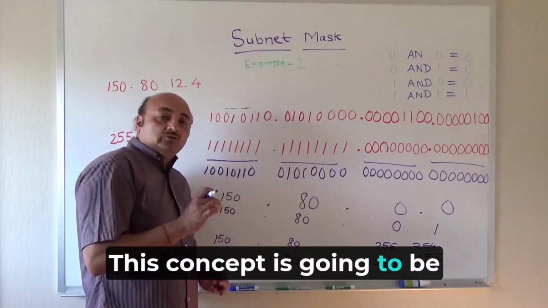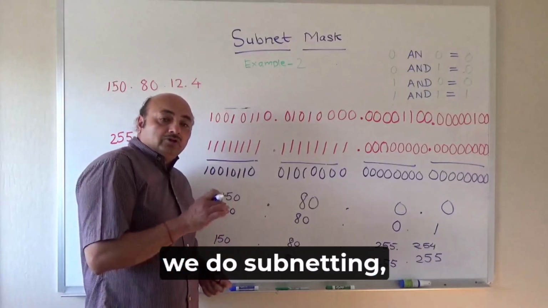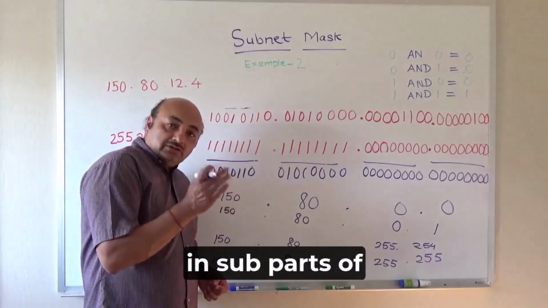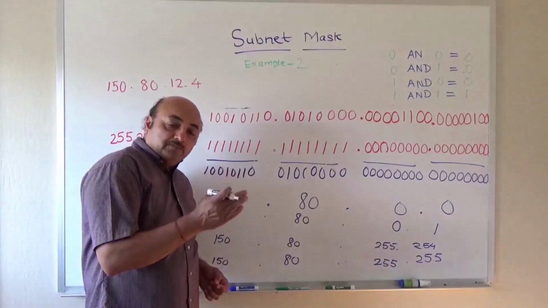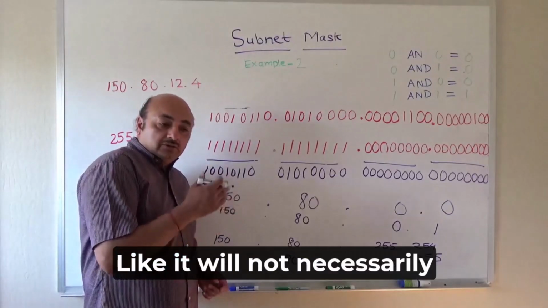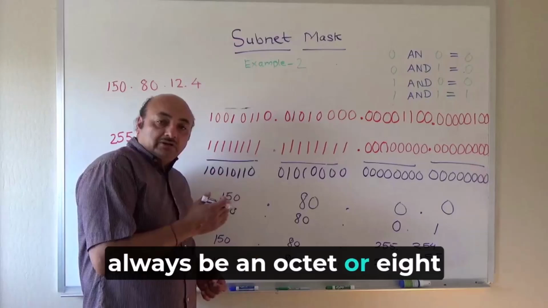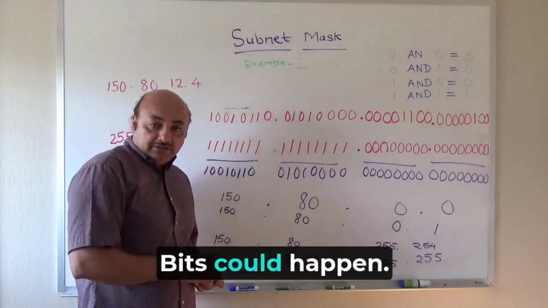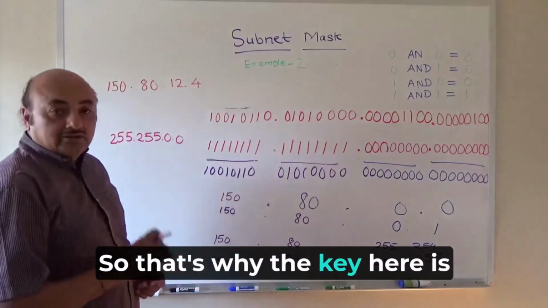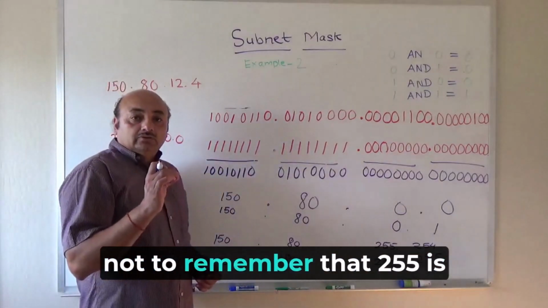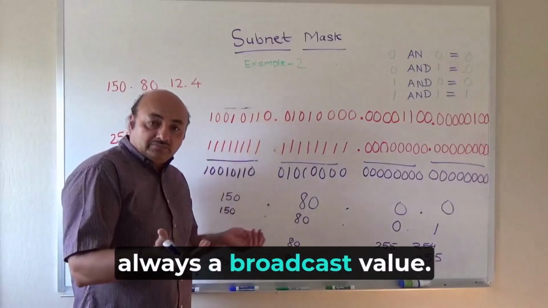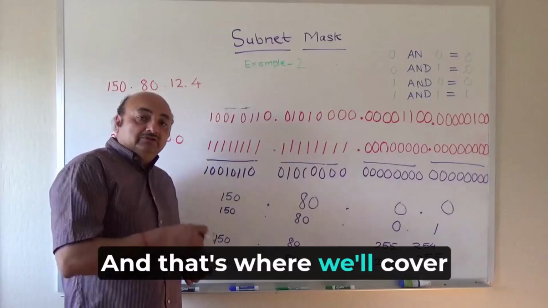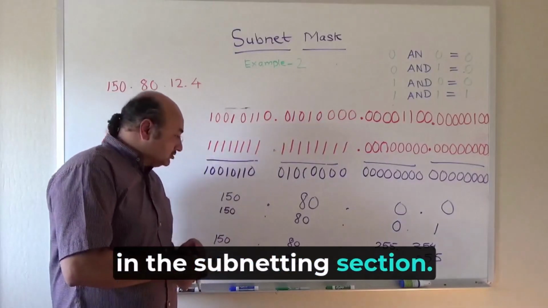This concept is going to be important because when we do subnetting, we will be working in subparts of an octet. It will not necessarily always be an octet or 8 bits. It could be 7, 6, 5 bits, something like that. So the key here is not to remember that 255 is always a broadcast value. It could be smaller than that, and that's what we will cover in the subnetting section.